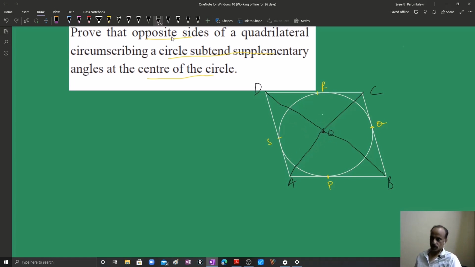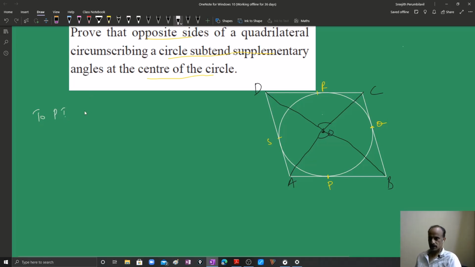I repeat, prove that opposite sides of the quadrilateral, AB and DC, subtend supplementary angles at the center. So we have to prove that this angle plus this angle is equal to 180 degrees. For that, I'm going to write down that ABCD is a given quadrilateral circumscribing the circle. And now we have to join and make a construction. What is to be proved?